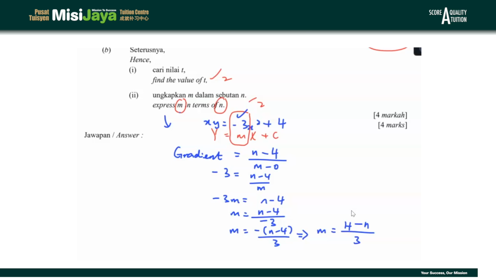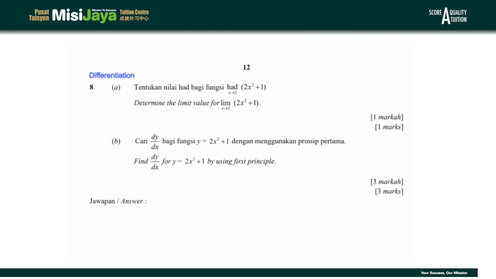Okay, for this question, it carries 2 marks. So where do we get the 2 marks? We get the marks from this step, which is 1 mark, this is 1 mark, and the final answer is another 1 mark. So we get 2 marks from here. Okay, understand?